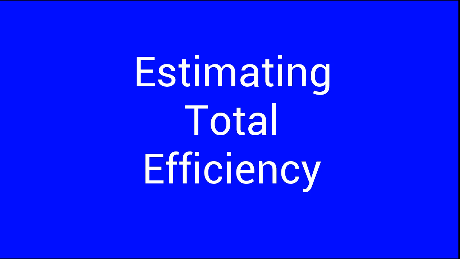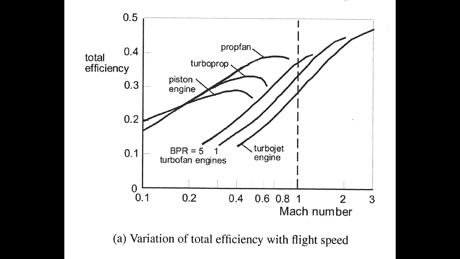Okay, let's say a quick word about estimating the total efficiency for propeller airplanes powered either by a piston engine or by a turboprop. The common assumption is to assume total efficiency is roughly constant between about 0.25 and 0.3, whereas in a jet engine, the most common assumption is to assume that efficiency increases linearly with flight speed, as shown in this figure from the book by Torenbeek.